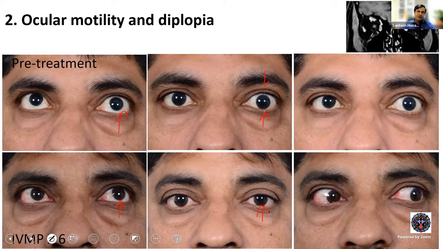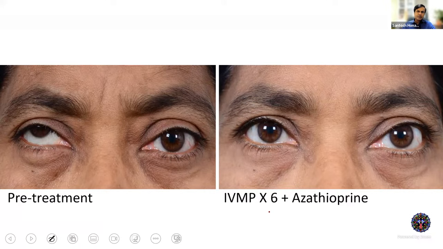So this is an effect of no surgery at all, just the medical management on this patient. One more patient with manifest hypertropia. She had diplopia in all positions of gaze. With intravenous methylprednisolone and oral azathioprine for 6 months, you can see her eye has come back to its normal position.